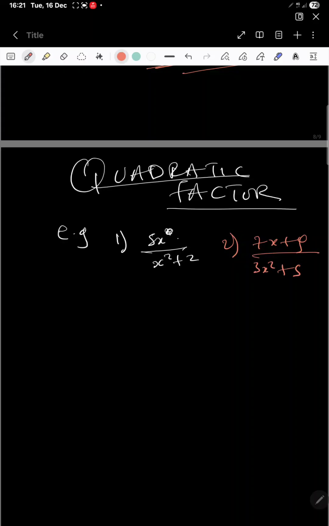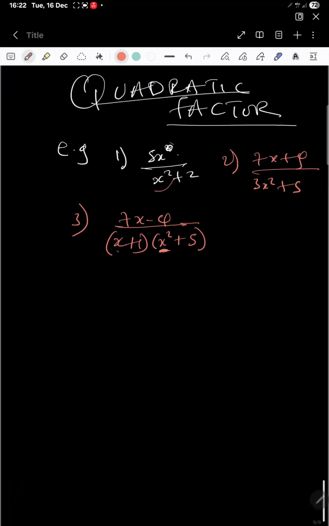So by doing so, that means that we can decompose this one and that one into partial fractions. All right, so these are examples of partial fractions. Number 3, examples of quadratic factors. So number 3, we can have (7x minus 4) over (x plus 1)(x squared plus 5). So these are quadratic factors because one of these factors has the highest power 2, meaning that it is a quadratic factor. Okay, so if you have this, let's now see how we can resolve them.